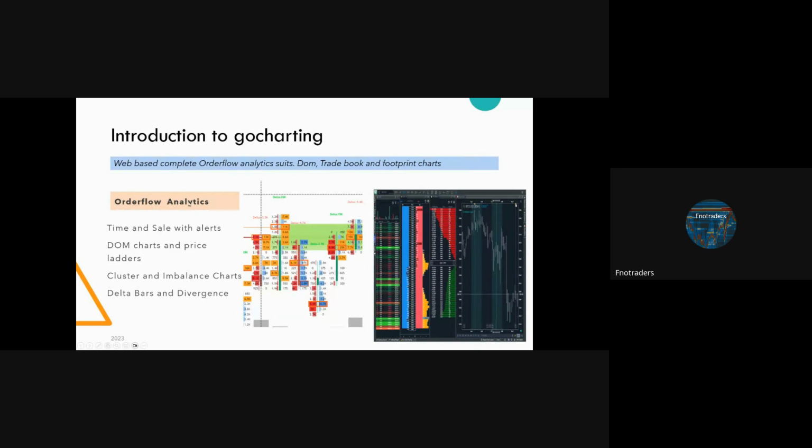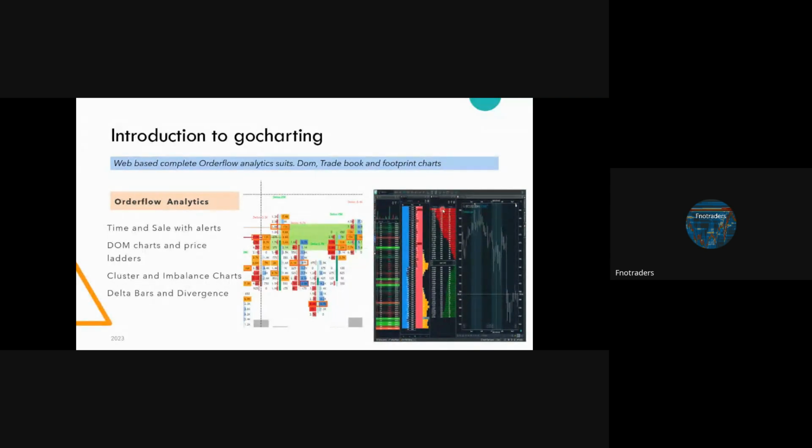Apart from the profiles, the two primary USPs are the profiles and the order flow analytics suite, which is available with Go Chatting. So you have the time and sales information. If you see the left side of the panel, generally you'll have the time and sales information of what has been traded at what price at what time. Okay, you also have the DOM available.